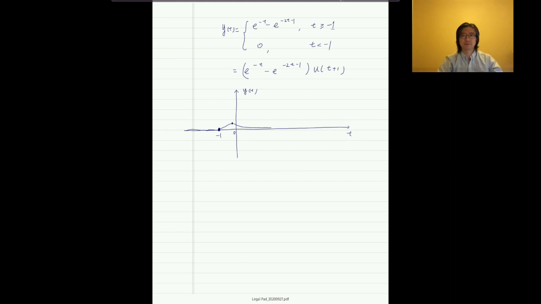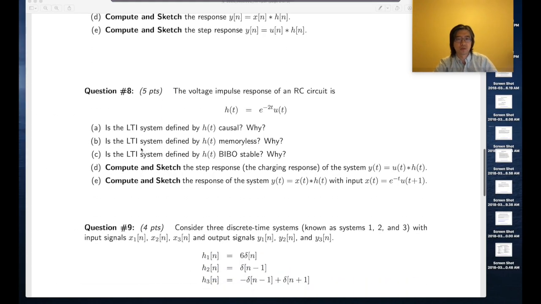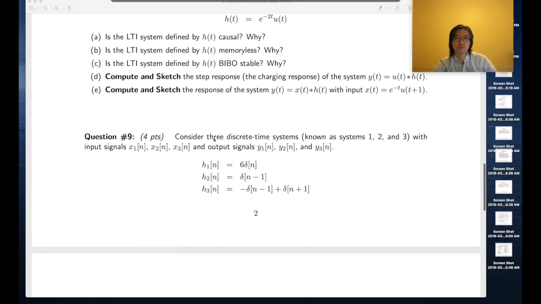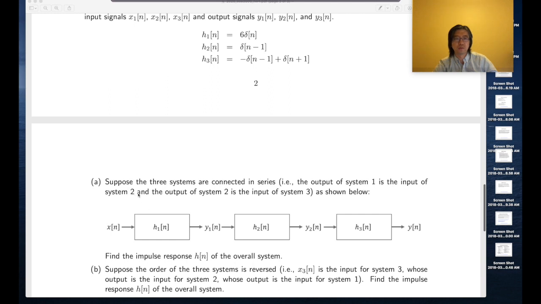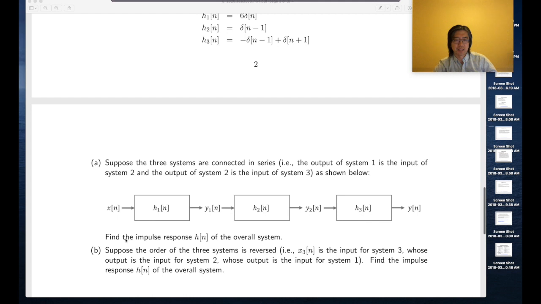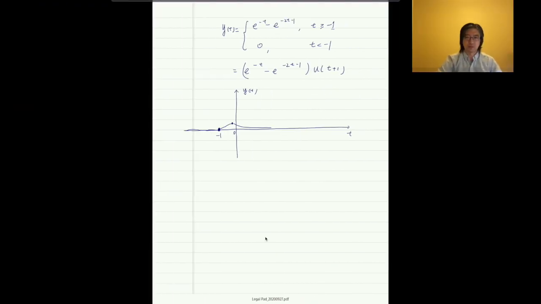Okay, next let's see our last question. Our last question is question number 9. Basically we consider three discrete time systems known as systems 1, 2, and 3, with the input signals x1, x2, and x3, and output signals y1, y2, and y3. So those are the three systems. In this question, suppose the three systems are connected in series like this, and then it asks us to find the impulse response of the overall system. So let's see how to solve it. Question number 9.